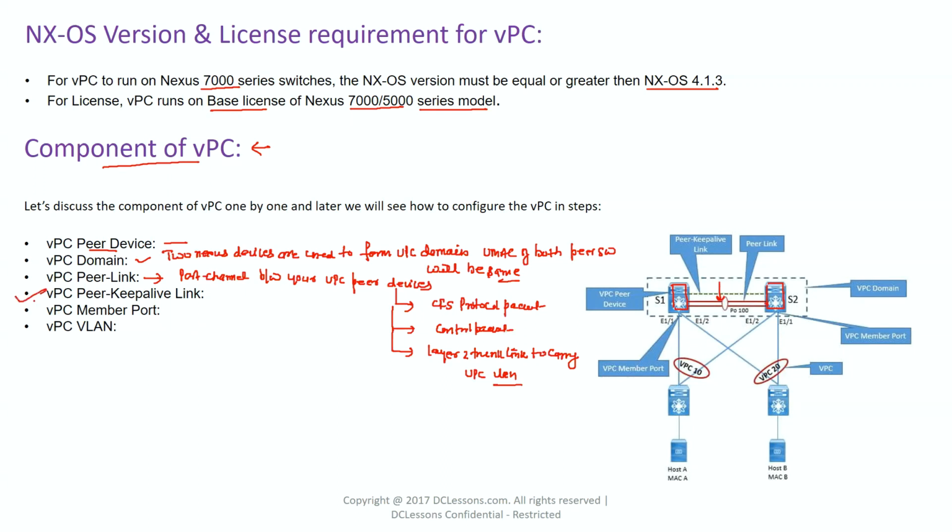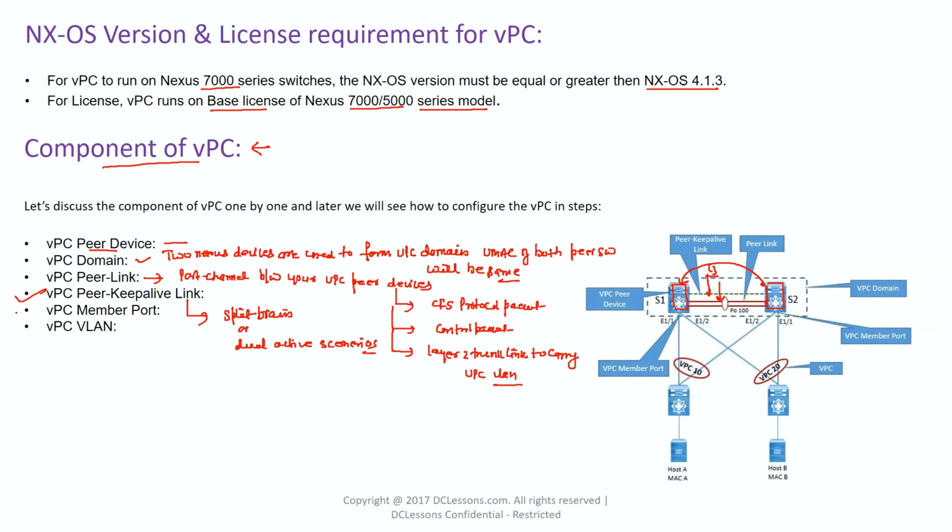Now, what is the VPC peer keep alive link? This is a layer 3 link which is used to send a VPC keep alive message every second to prevent dual active or split brain scenarios. So the VPC peer keep alive link is this one. This is your L3 link, right? Which is used to send keep alive messages between these two peer switches to avoid the split brain or dual active scenario.